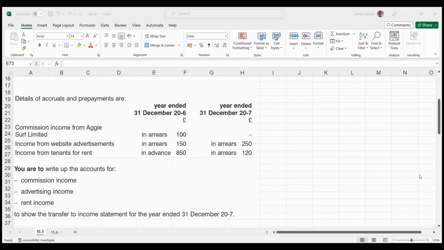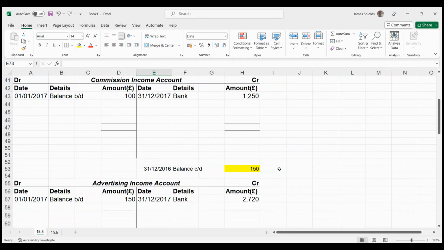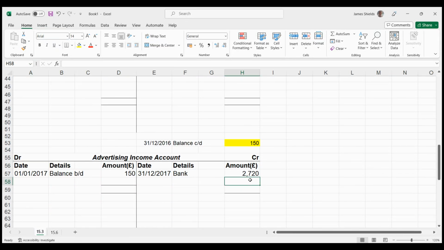On the website advertising account, we've got in arrears of £250. So I mean, we're still due more income of £250. So we're due income, it's on the credit side, so it's £250. We haven't received it yet, so it's the balance carried down. That's the end of the year, 31st of December 17.